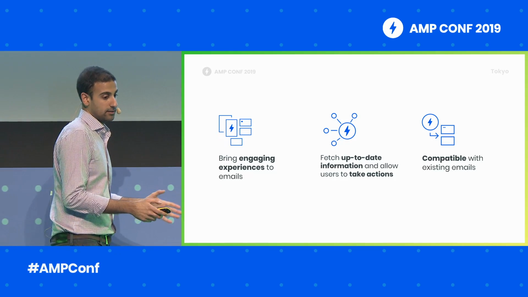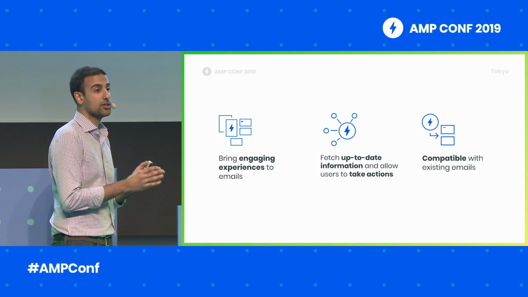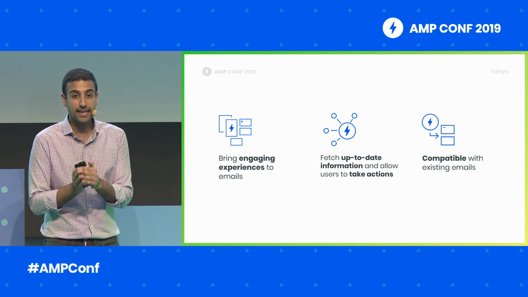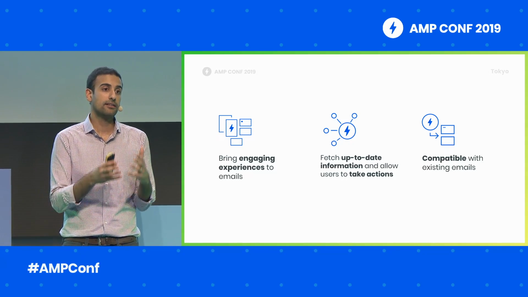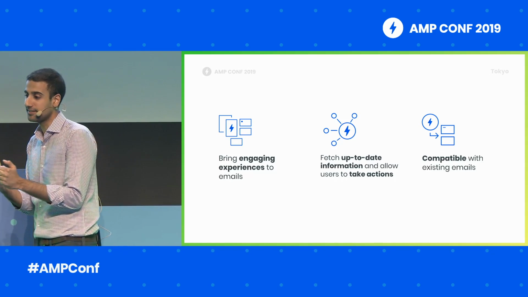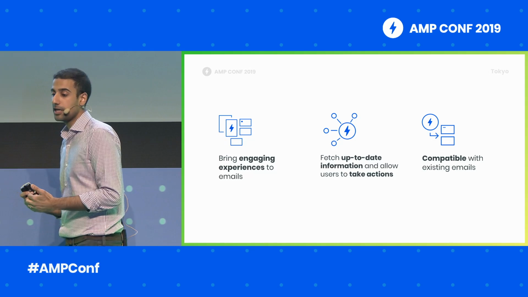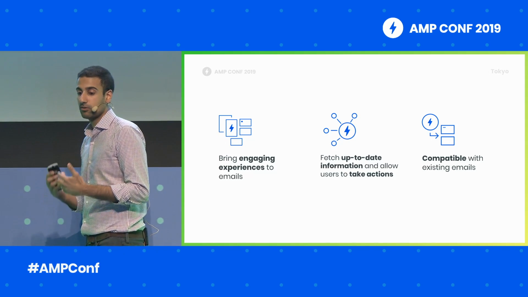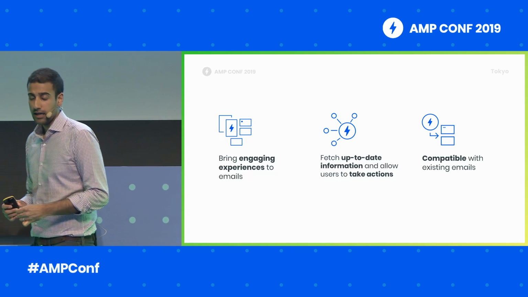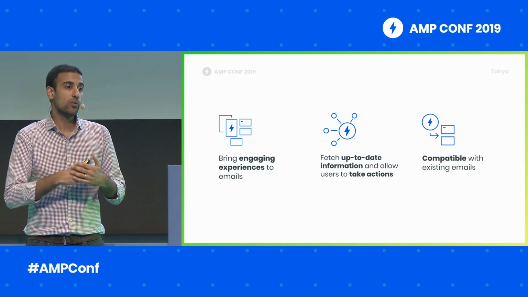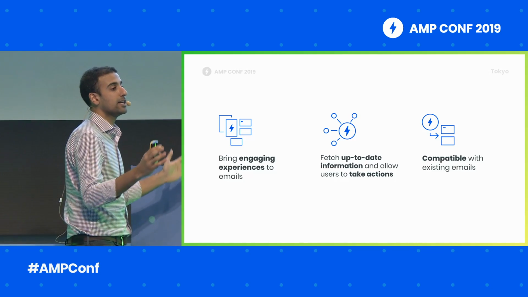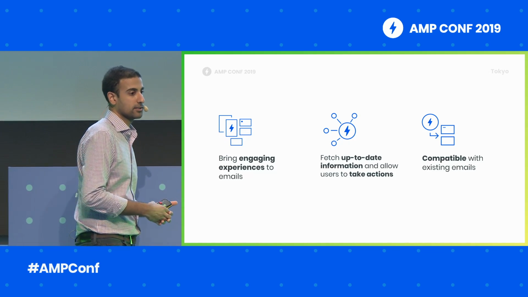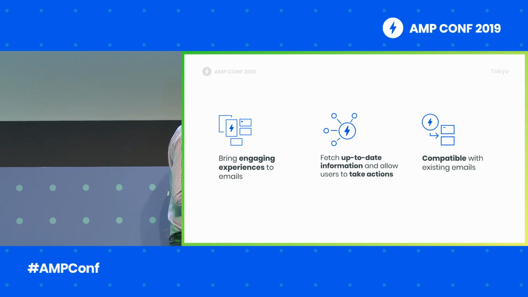So with AMP for email, you can bring engaging experiences to your emails, shifting them from being static, flat messages to dynamic, interactive, mini applications. Your emails can fetch up-to-date information and allow users to take action right from the message. And with all of that, you can build, AMP for email unlocks a whole range of new use cases that we never thought were possible inside of emails. So a lot of impact and a lot of power.